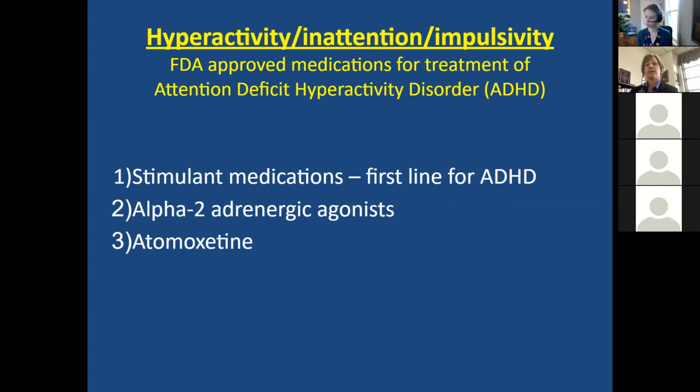So we have three classes of medications for ADHD: stimulants, which are considered first line because they're most often effective and generally best tolerated. So they're considered first line for the treatment of attention deficit hyperactivity disorder, ADHD. Alpha-2 adrenergic agonists, which will cover guanfacine and clonidine, are the two alpha-2 agonists, and then atomoxetine. Next slide.